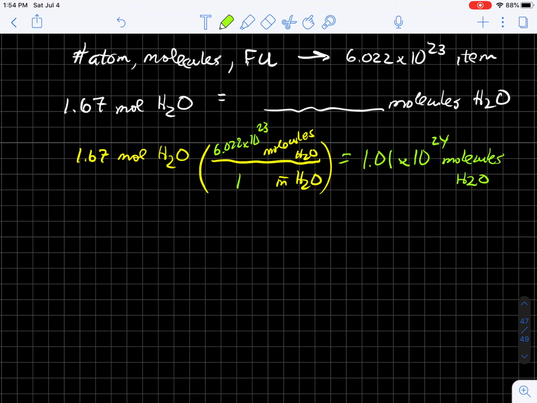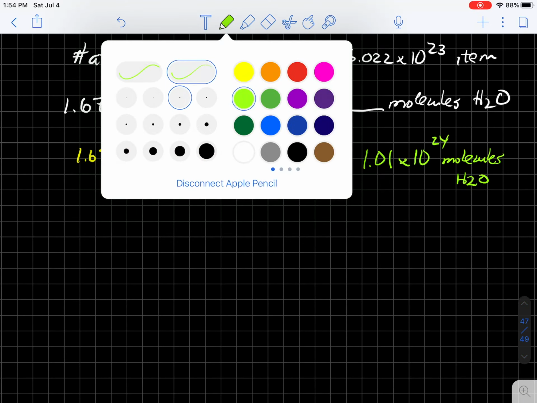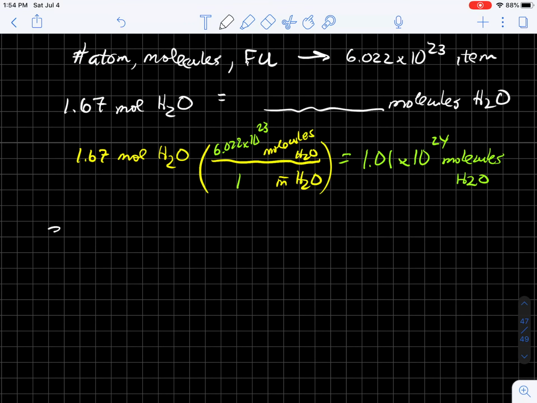Molecules of water. So anytime the question involves the number of atoms, the number of molecules, number of formula units, we're going to use Avogadro's number. Let's try one more. Let's go in the opposite direction. Suppose we have 3.4 times 10 to the 25th atoms of, let's use chromium. And I want to know, hey, how many moles is that?